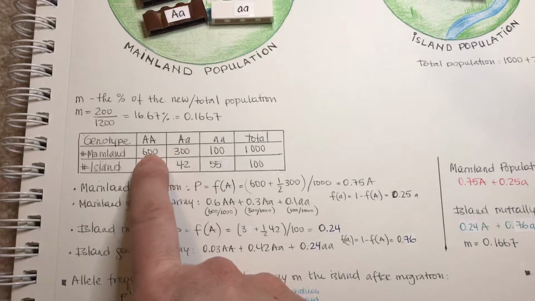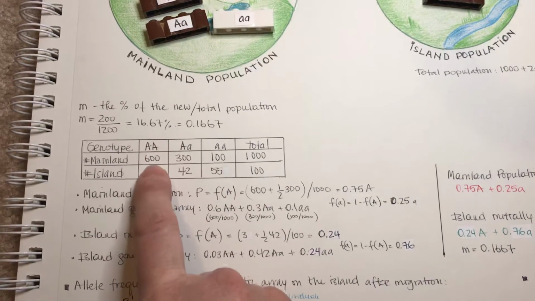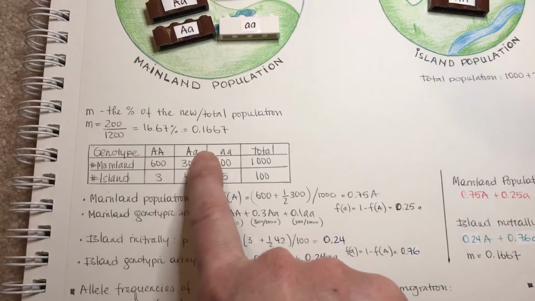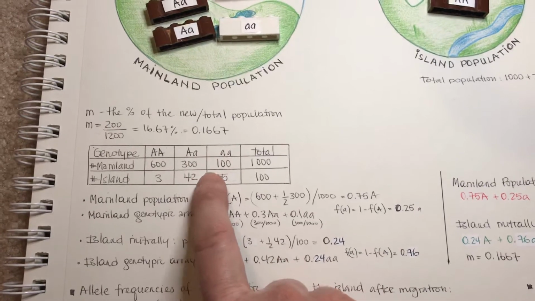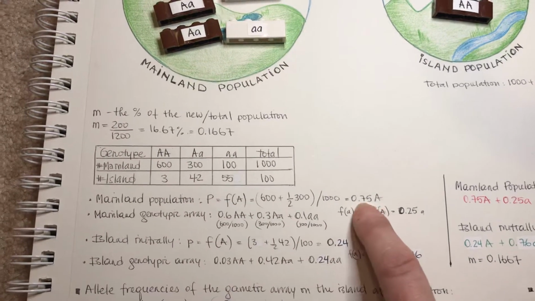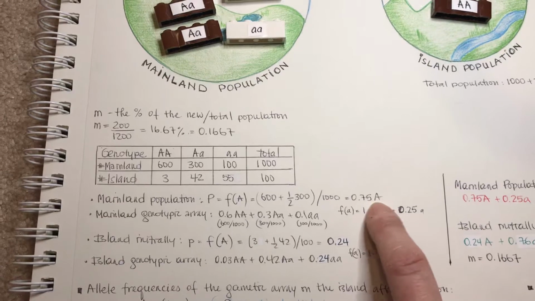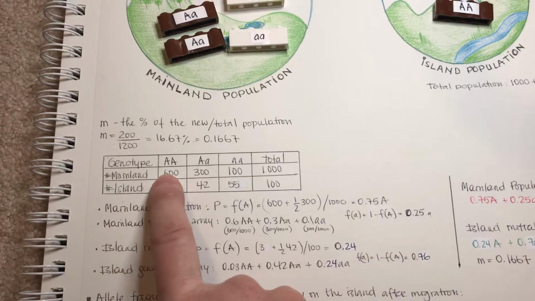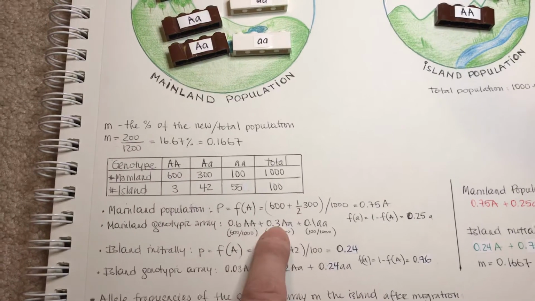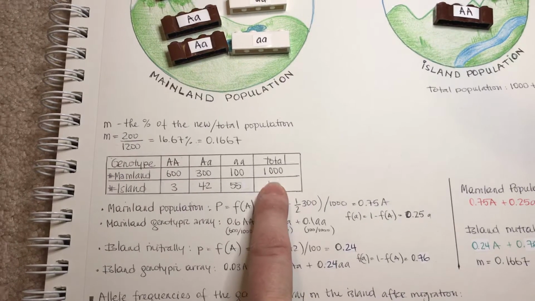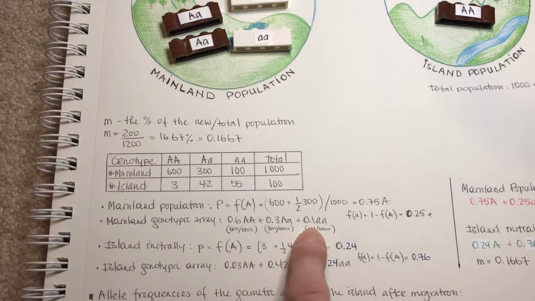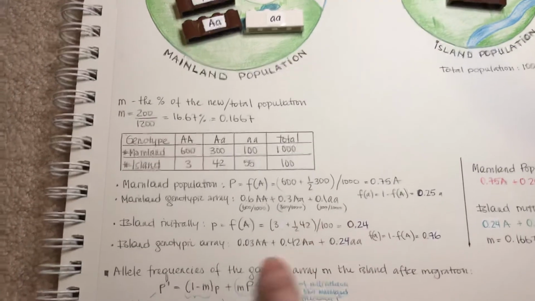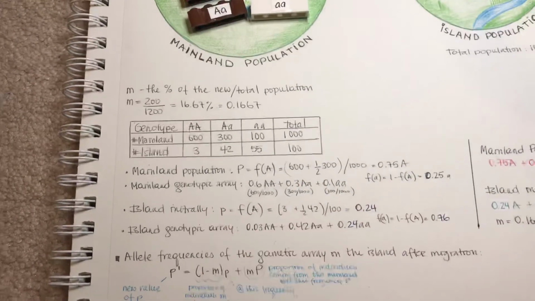To calculate phenotypes and genotypes, we assume some numbers. For example, to get the frequency of the dominant allele, we take 600 plus half of 300, and it's half because half of this has the dominant allele, over the total, which is 0.75. The recessive is 1 minus that. To calculate genotypes, we do 600 over the total, 300 over the total, and 100 over the total. And we do the same calculation for the island population.